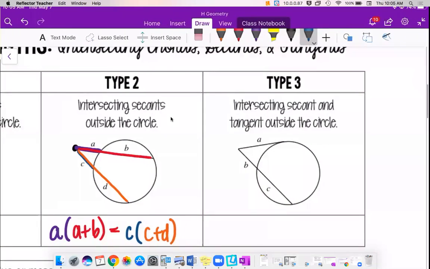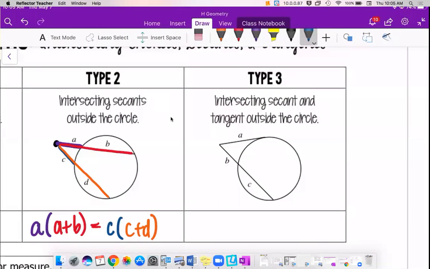Okay, and then the third type is an intersecting secant and a tangent. So the BC is your secant because it intersects your circle twice, and the tangent is the one that has A because it only touches the circle once, and it only touches at that point right there, right?